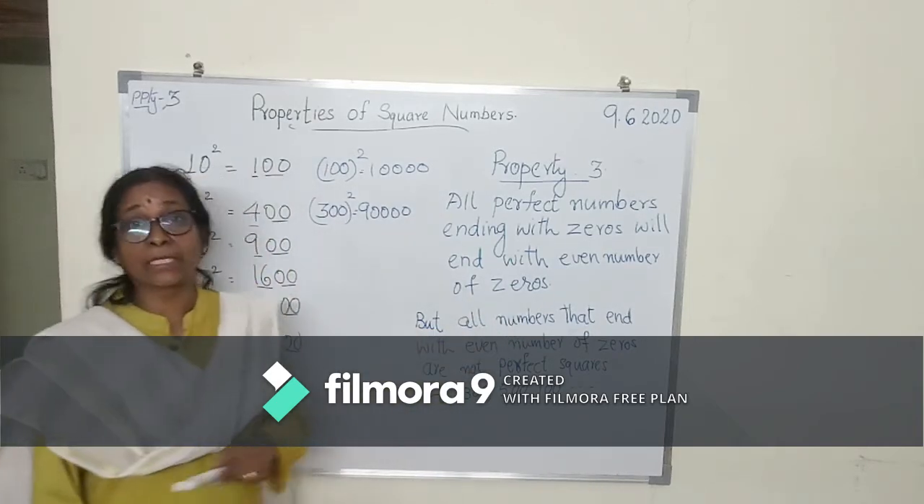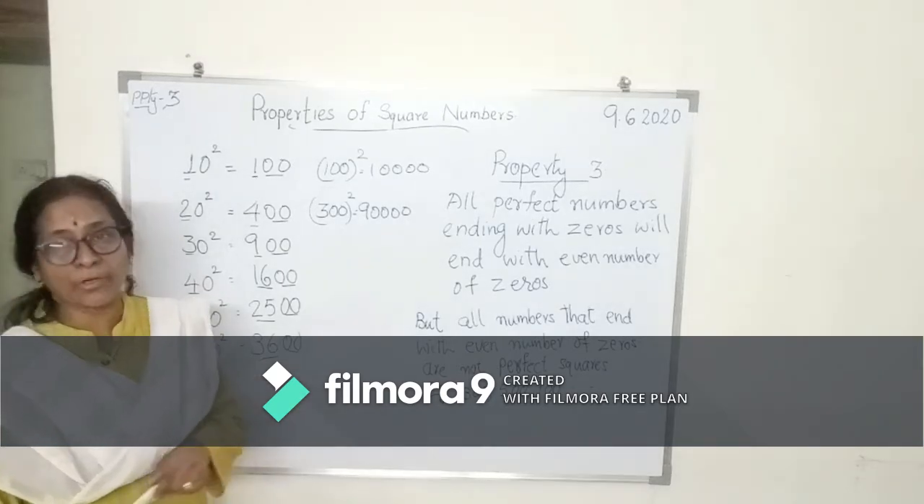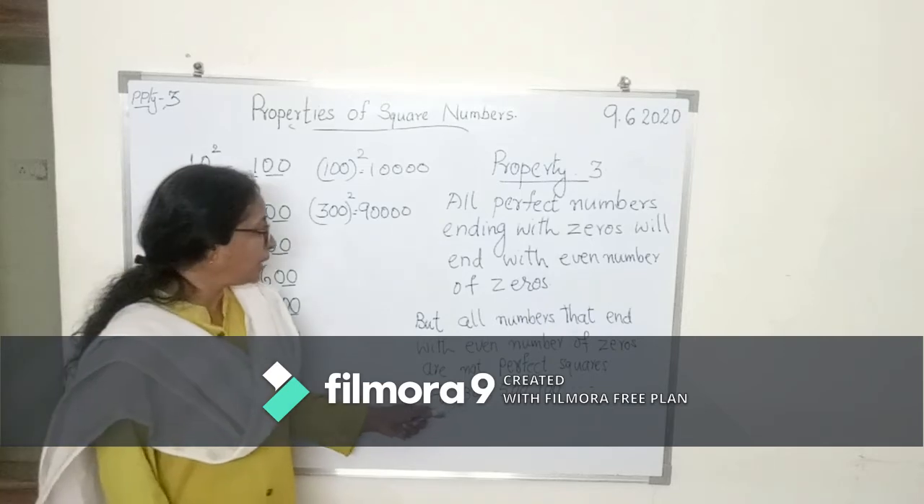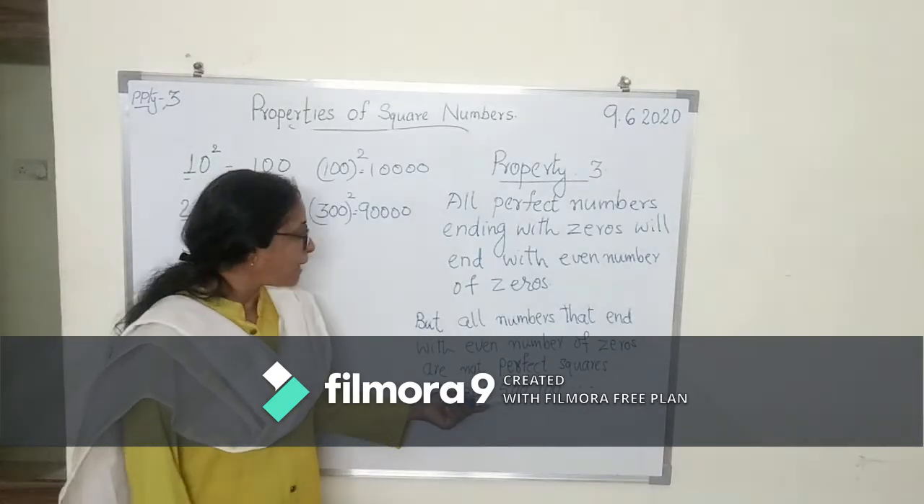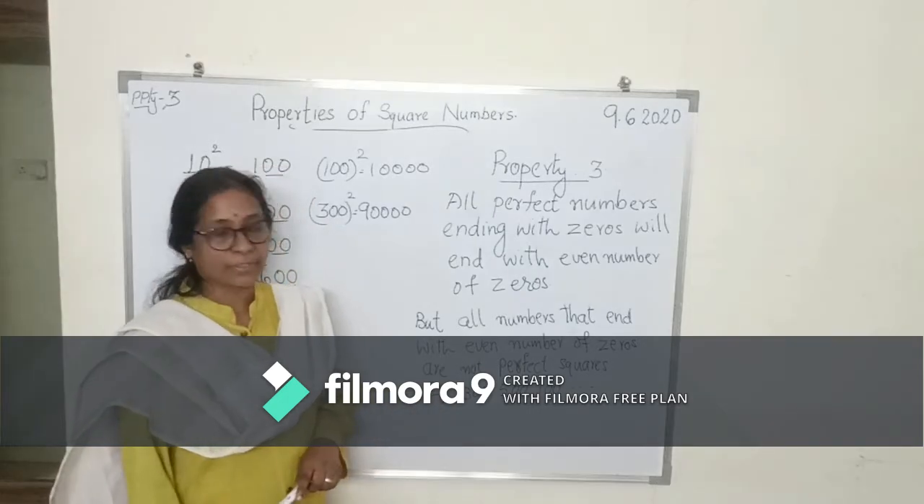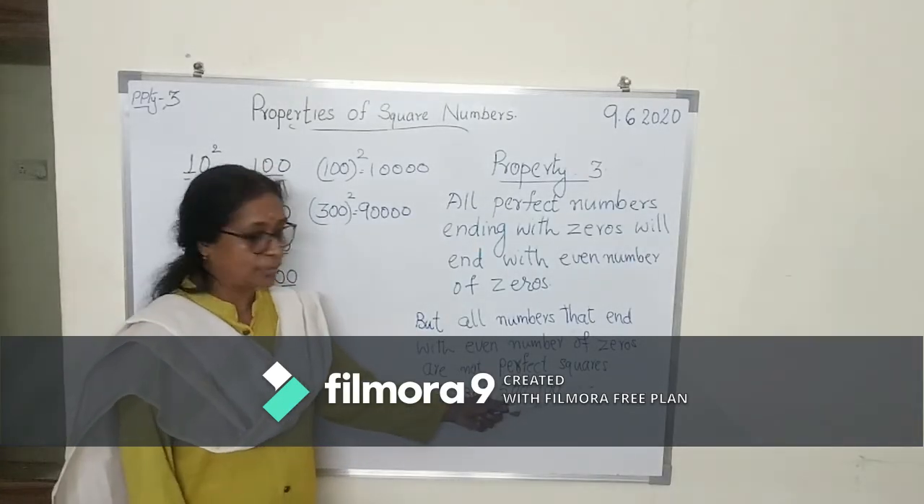So the property says all perfect squares ending with zeros will end with an even number of zeros. But that doesn't mean that all the numbers that end with an even number of zeros are perfect squares. See, for example, 300 is not a perfect square. 500 is not a perfect square. 700 is also not a perfect square. You need to check the non-zero numbers also.